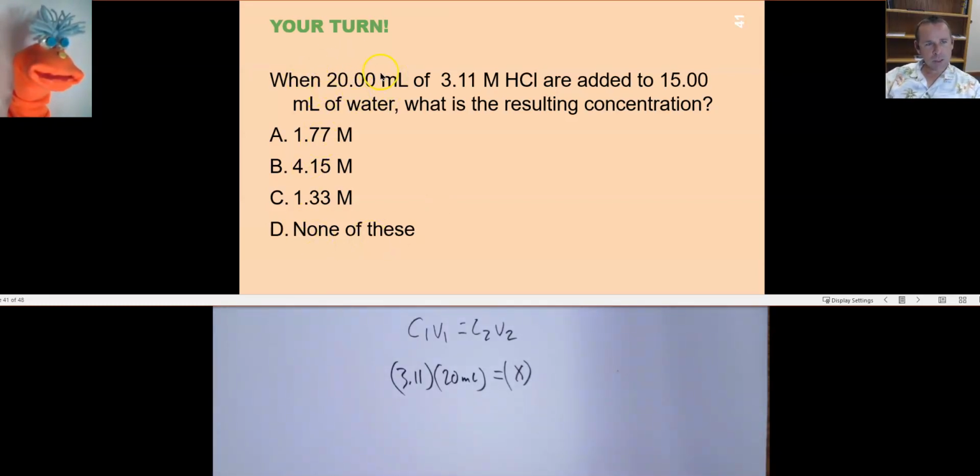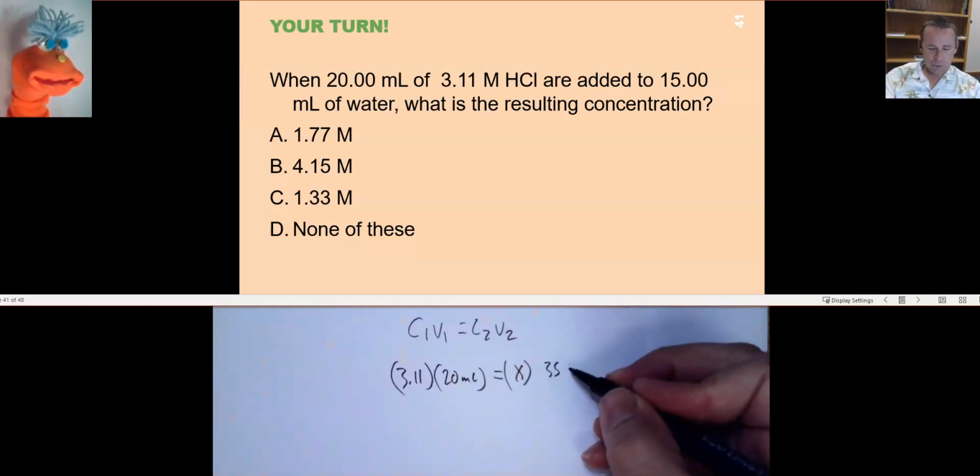Well, 20 milliliters of this stuff are added to 15 milliliters of water. It doesn't say that 15 is our final volume. Oh no. Okay, so you add them together? Yeah, because here it didn't say the resulting solution's volume was 15, right? It says that you added 15 milliliters of water. So the result is going to be 35 milliliters final.